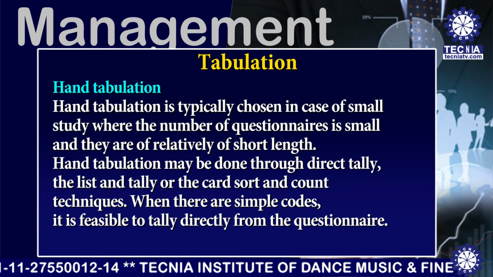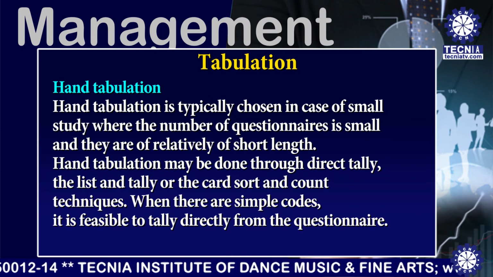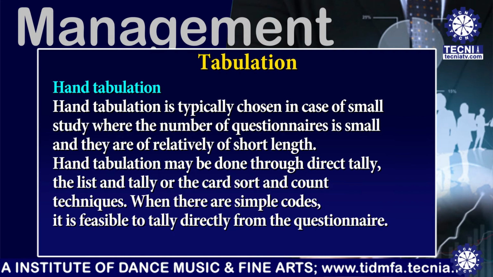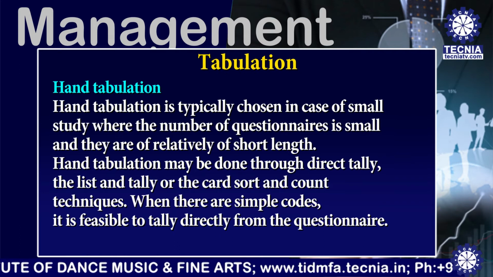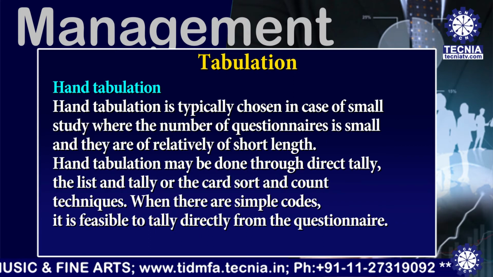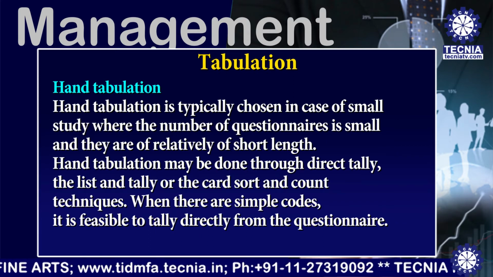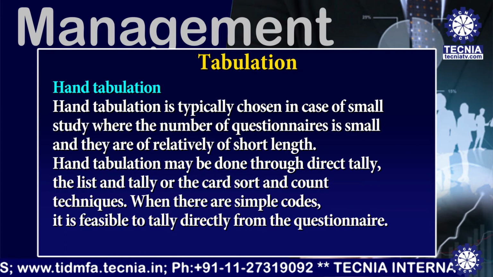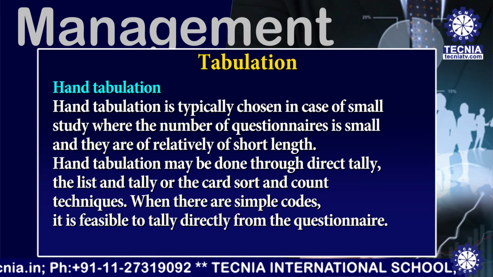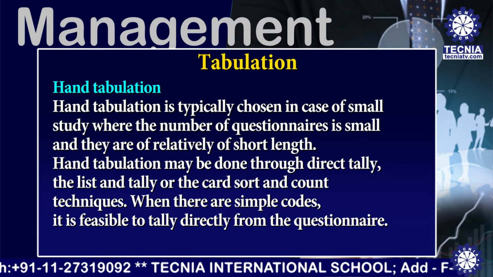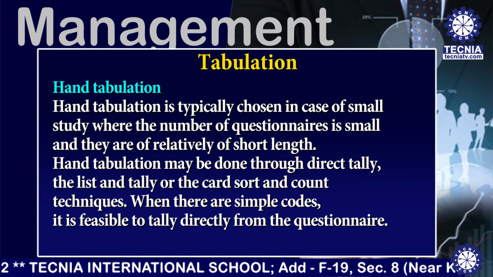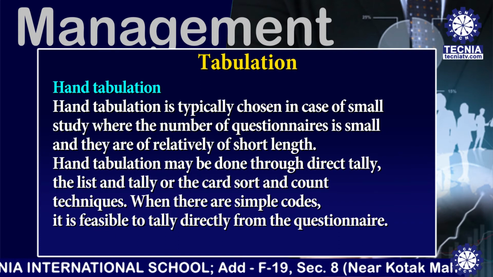Now, next one is hand tabulation. Hand tabulation is typically chosen in case of a small study where the number of questionnaires is small and they are relatively of short length. Hand tabulation may be done through direct tally, the list and tally, or the card sort and count techniques. When there are simple codes, it is feasible to tally directly from the questionnaire.